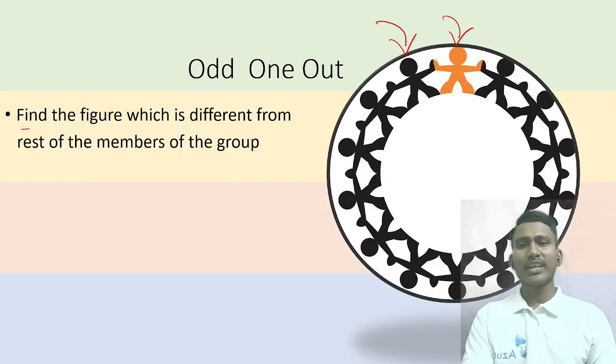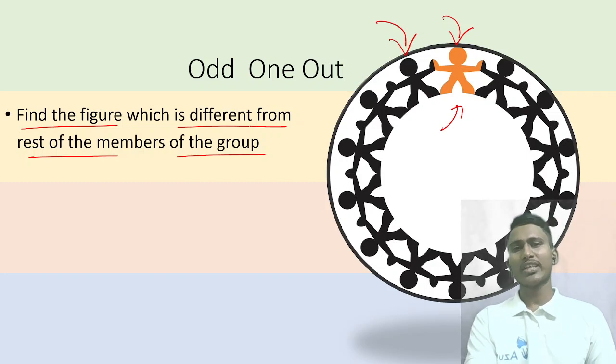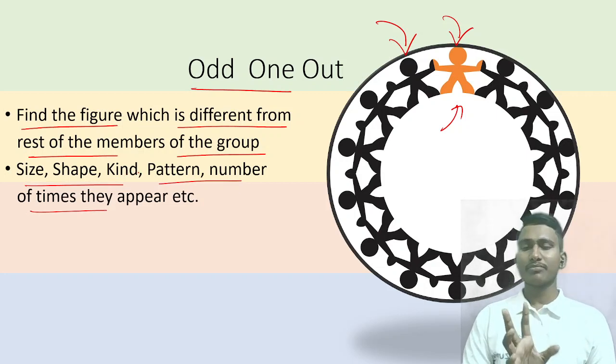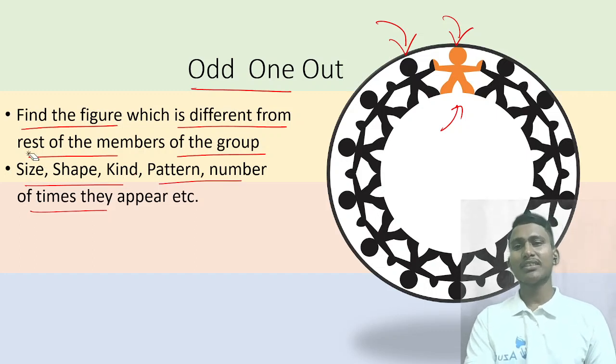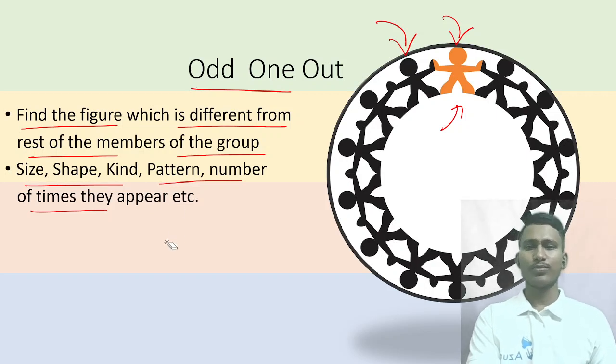What we have to do is find the figure which is different from the rest of the members of the group, right? This is how you can see this person. That is how you have to identify the different one, that is the odd one. It can be different in shape, size, pattern, or number of times they appear, and it can be anything. So we have to consider whether it is the same size or different size, or shape or pattern or number of times it is appearing. That is what we have to observe.